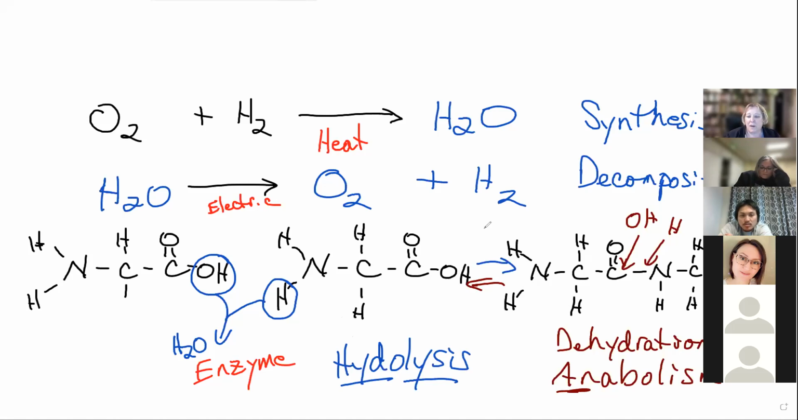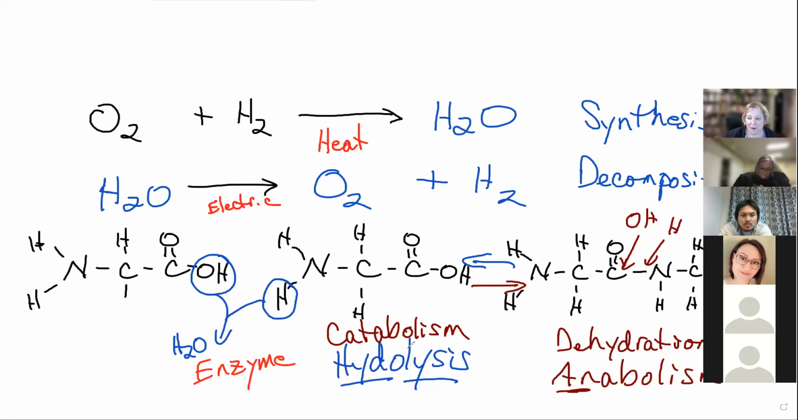Let me switch the colors here so it makes a little more sense, to be a little more consistent. So in hydrolysis, I'm going this direction, adding water in. And a dehydration reaction is going this direction, removing water. So hydrolysis is an example of catabolism, where I'm taking a bigger molecule and breaking it down by adding water. So I'm using water to break it.